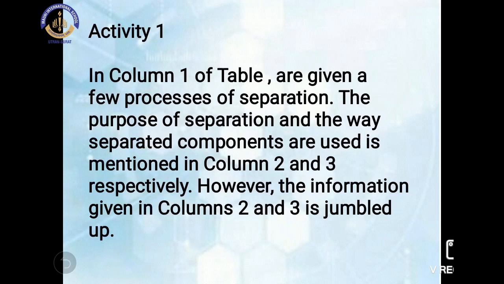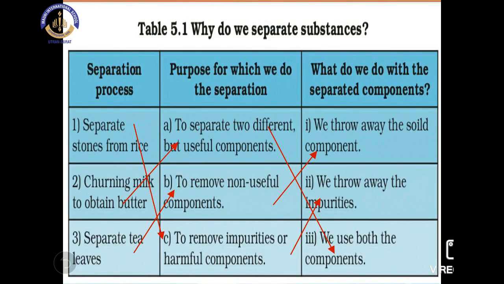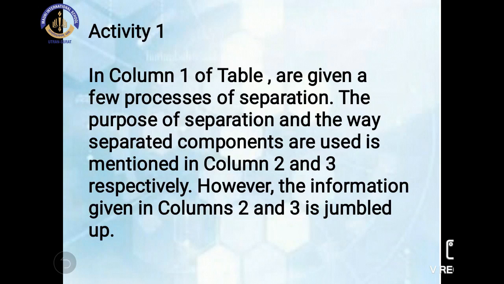In this lecture, we will continue our chapter number 5, separation of substances. Here, as you can see, there is one activity in column 1 of the table. See, this is the table. In column 1 of the table are given a few processes of separation, the purpose of separation and the way separated components are used, mentioned in column number 2 and column number 3 respectively. However, the information given in column number 2 and 3 is jumbled up.